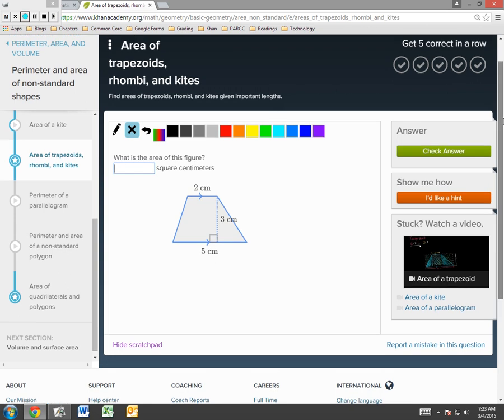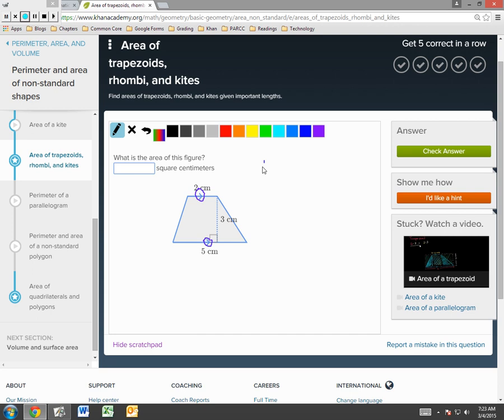If I look at the skill here, it says area of trapezoids, rhombi, and kites. Rhombi is just the plural of rhombus, when you have multiple rhombuses. The first thing I need to do is identify what this shape is, because it's one of these three. Looking at this, these little markings indicate a set of parallel sides. So it has one pair of parallel sides. A parallelogram has two sets of parallel sides; this only has one. This is a special quadrilateral called a trapezoid.